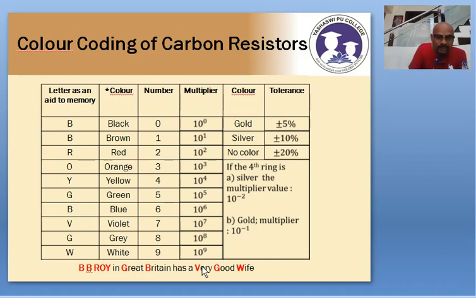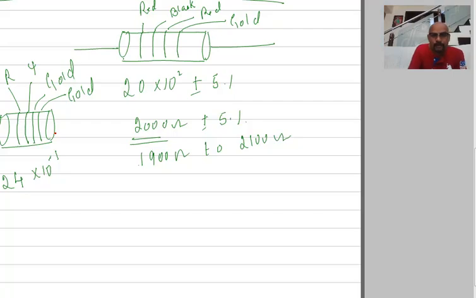And the fourth ring is also gold. So that is plus or minus 5%. So now you can write it as 2.4 into 10 to the power minus 1. Therefore 2.4 ohms plus or minus 5%. That is the resistance. Hope the things are becoming clear. We have got a few more examples to learn also.